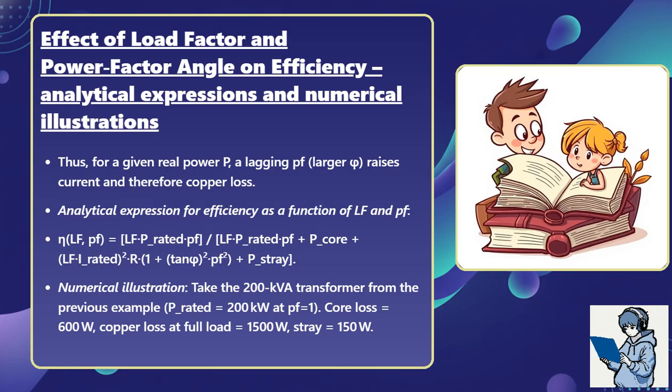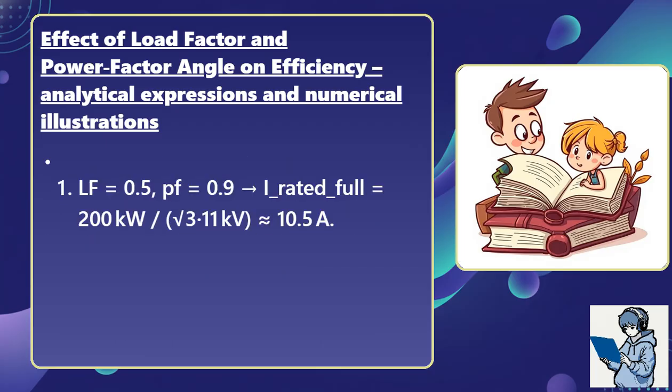Numerical illustration. Take the 200 kilovolt amp transformer from the previous example, with rated real power 200 kilowatts at power factor 1. Core loss 600 watts, copper loss at full load 1500 watts, stray loss 150 watts. Case 1, load factor 0.5, power factor 0.9. Rated current at full load equals 200 kilowatts divided by square root of 3 times 11 kilovolts, approximately 10.5 amperes.